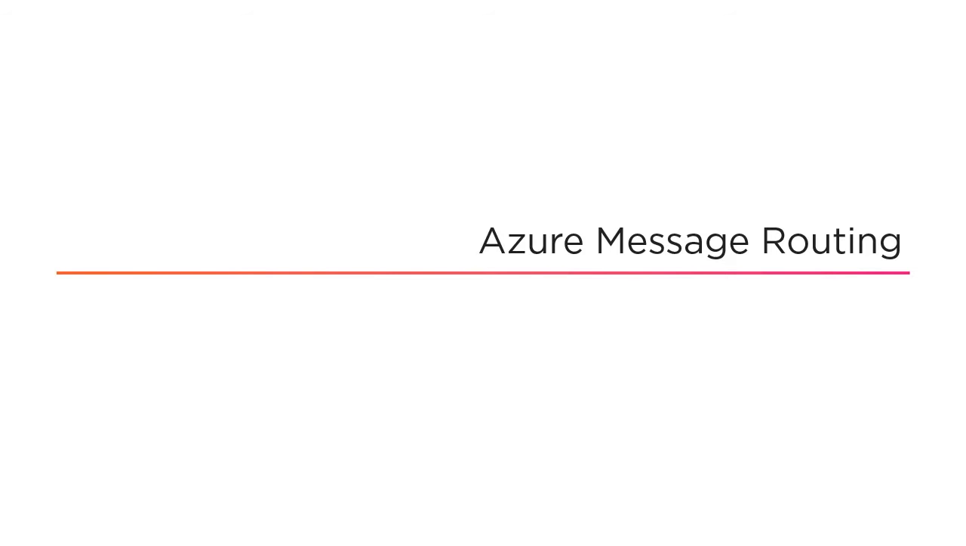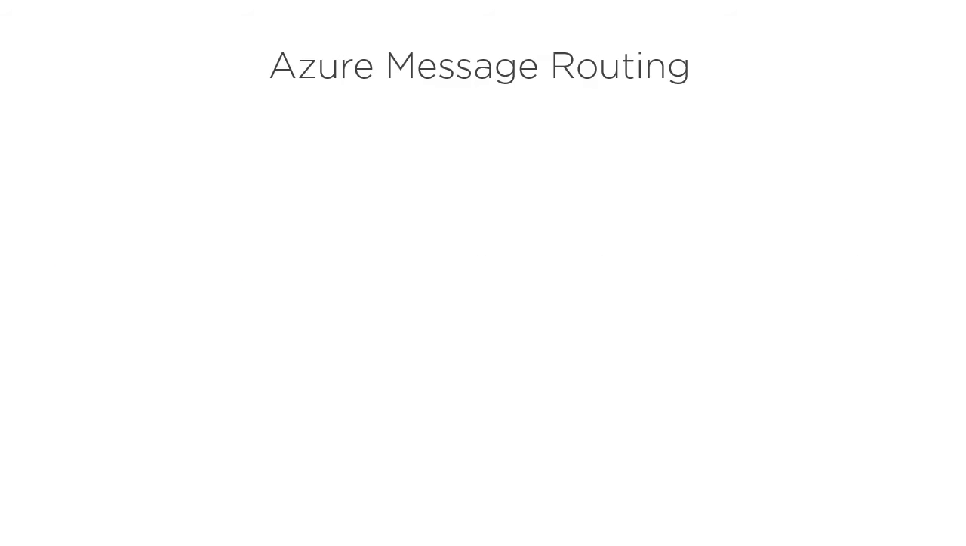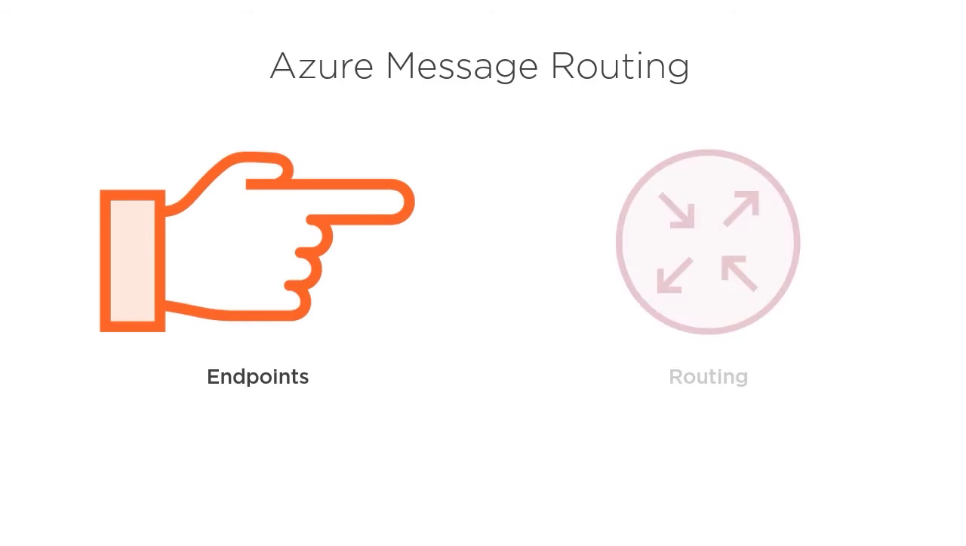In this section, we will discuss the built-in message routing capabilities of Azure IoT Hub. We will look at two concepts regarding Azure message routing: endpoints and routes. IoT Hub message routing enables users to route device-to-cloud messages to service-facing endpoints. Routing also provides a querying capability to filter the data before routing it to the endpoints.